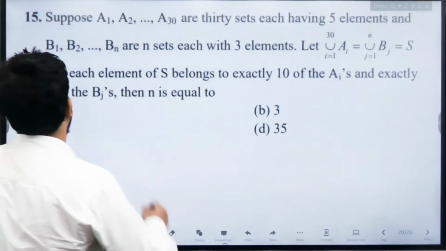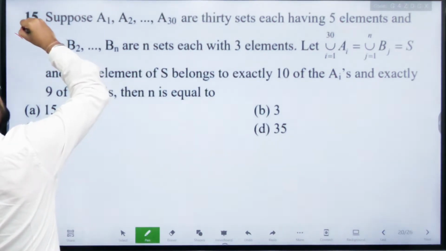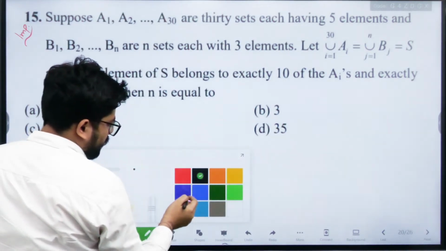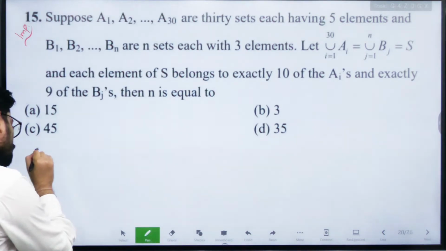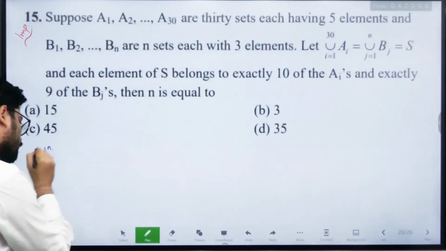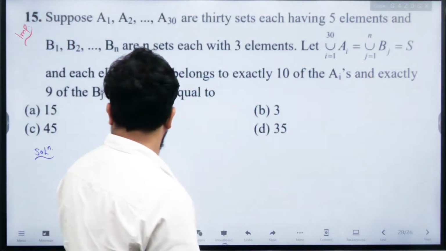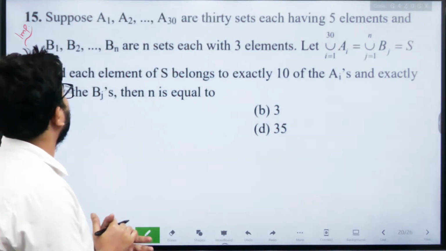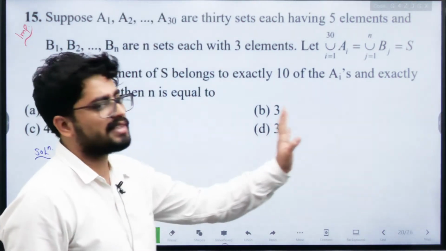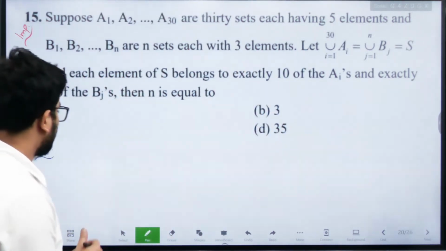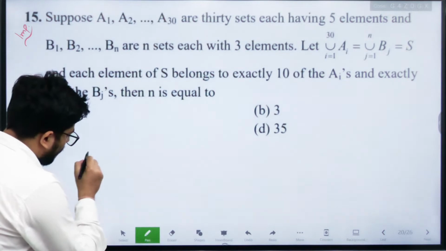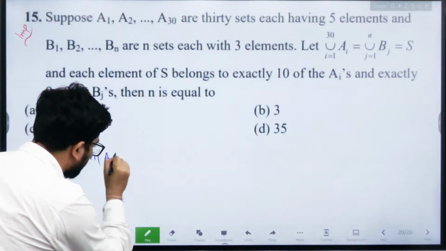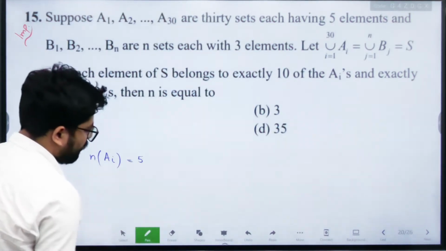Okay, very important question. You are given A1, A2 up to A30, which are 30 sets, each having 5 elements. It means the cardinality of Ai is equal to 5.